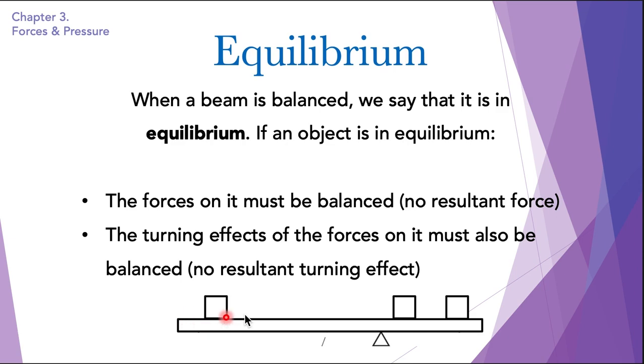So you can see that this is an example from which we can understand that when we apply a force away from the pivot, then we need a much smaller force.